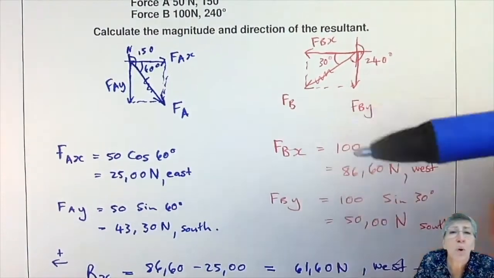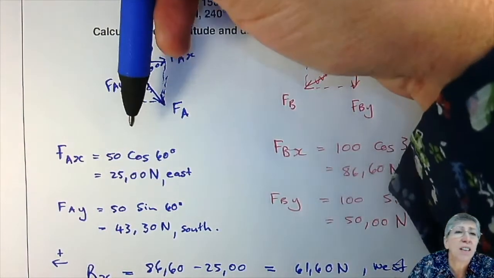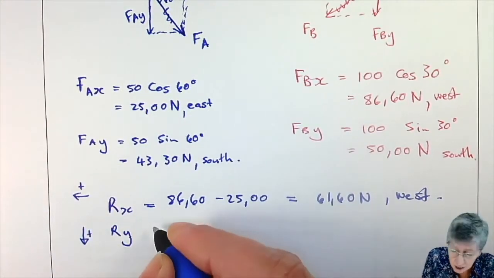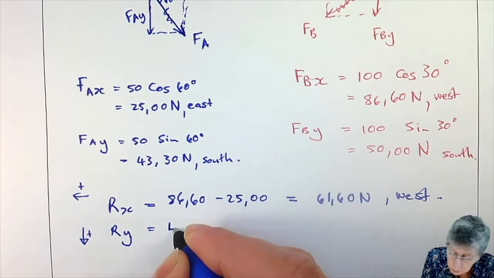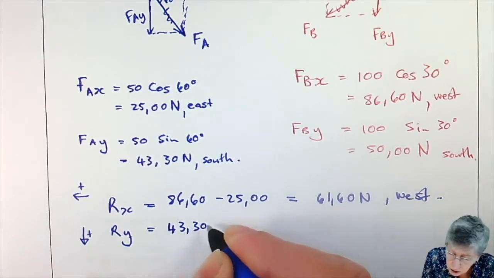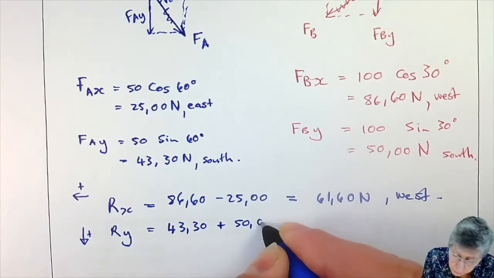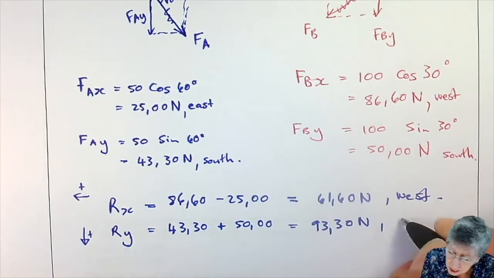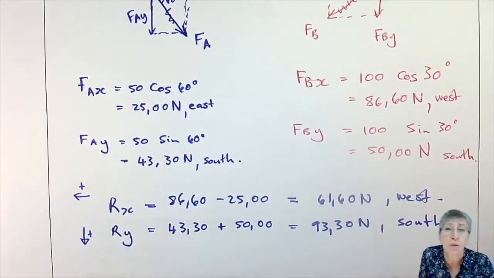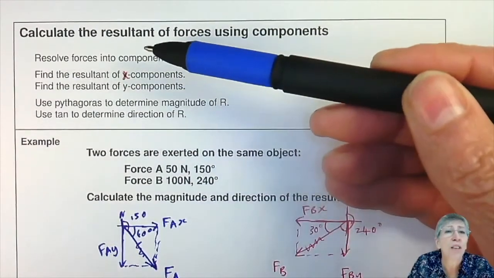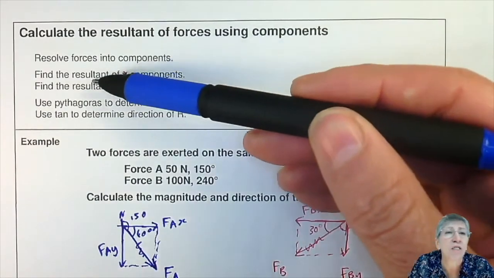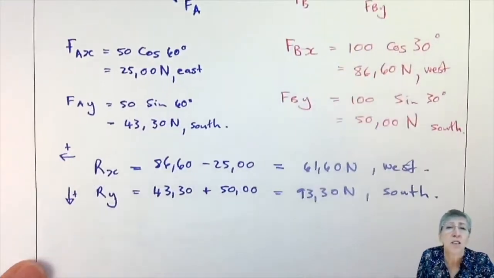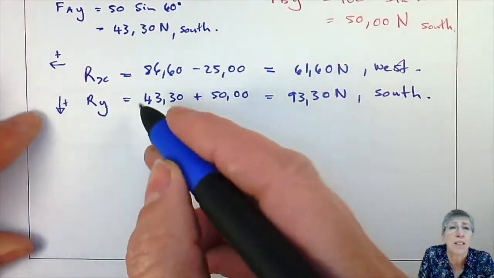86,60 minus that 25. Let's do the same for Ry. Now the resultant in the Y component, now this component is down and that component is down as well. So definitely going to use down as positive, and that means I'm actually adding them together. So I have 43,30 plus 50. And that means I end up with 93,30 Newton, and that is now towards the south. So now I've resolved the force into components. I found the resultant of the components, and now I'm going to use Pythagoras and tan to get the direction and magnitude.